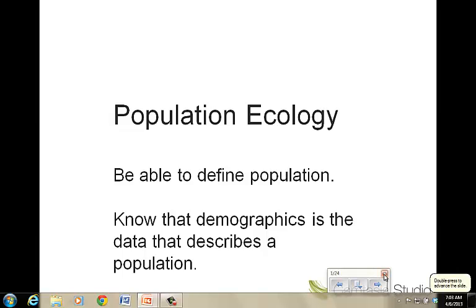I'm trying to figure out how to do this. I think we have full screen now.